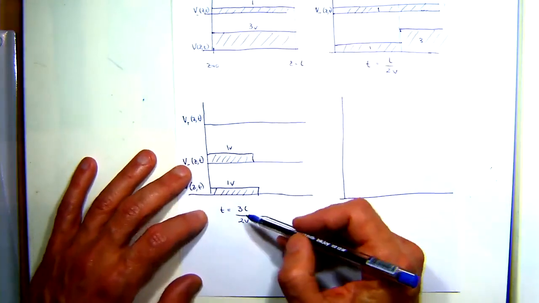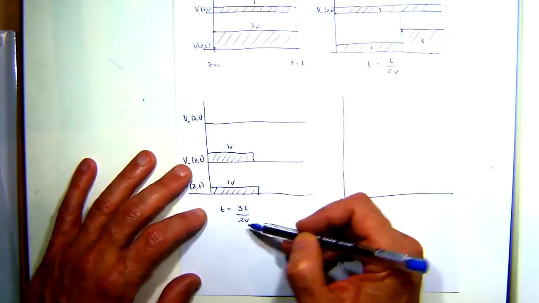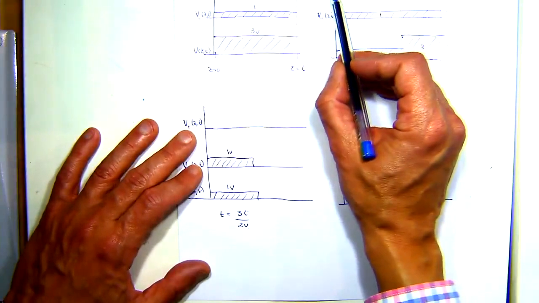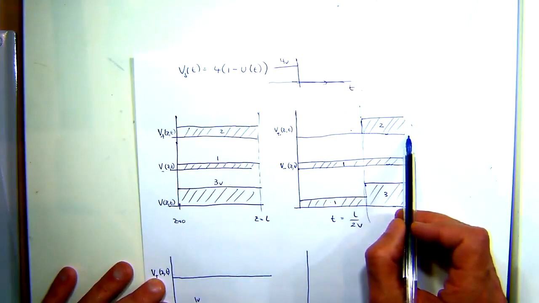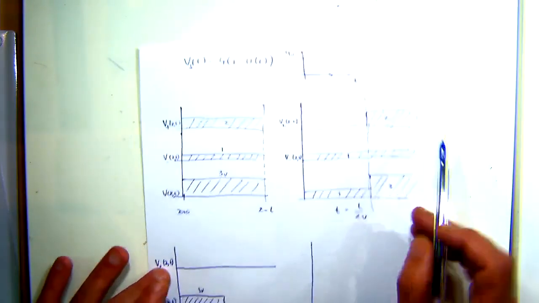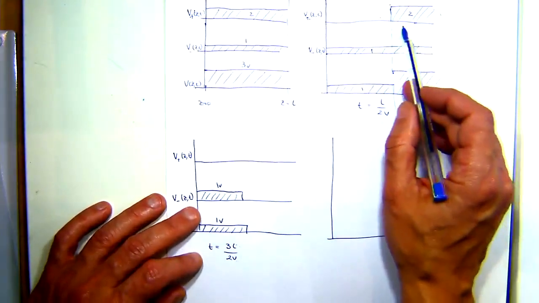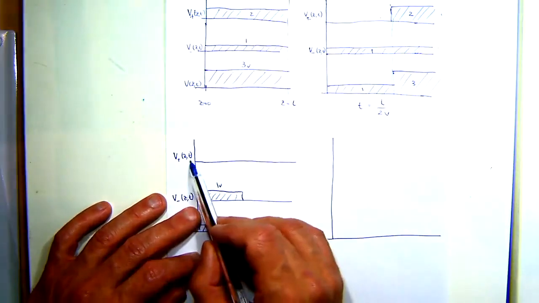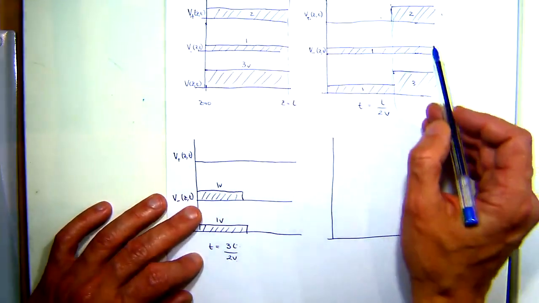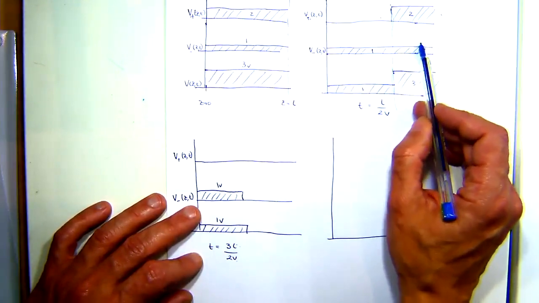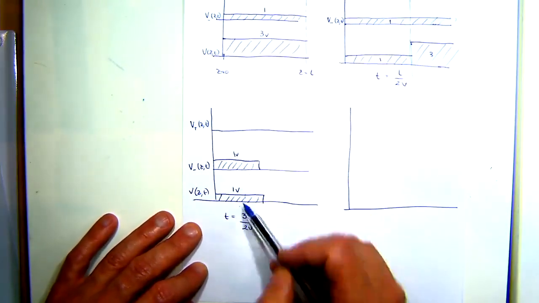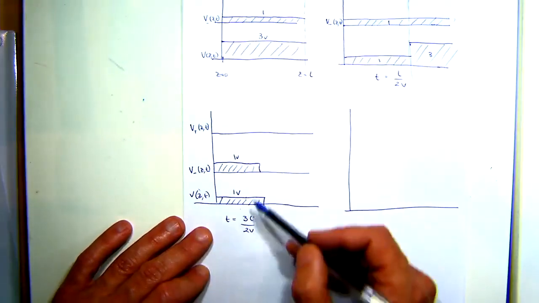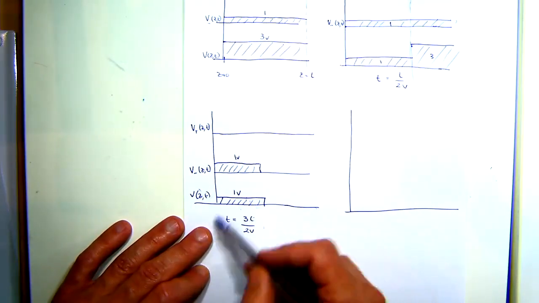What happens when time equals 3L on 2V? On that time, there's been enough time for this transient to propagate all the way to the end of the line, and it's beginning to move in this direction. So the positive going wave's gone to 0. The negative going wave, this section's gone to 0, but this section has not as yet. So we get this relationship. And again, the sum of the two voltages, in order to get the total voltage on the line, gives us the resulting voltages.